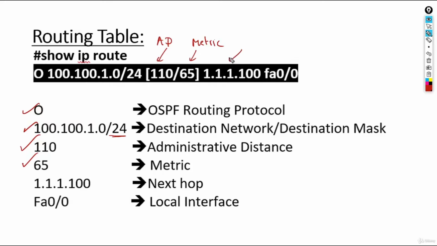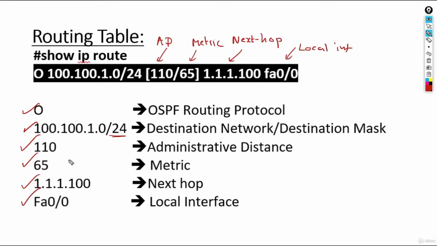Then 1.1.1.100, this is nothing but your next hop address. That means it is not your local IP address, it's your neighbor's IP address. So next hop means the neighbor's IP address, and you are also going to see your local interface. The local interface is called FA0/0. You can see this one.